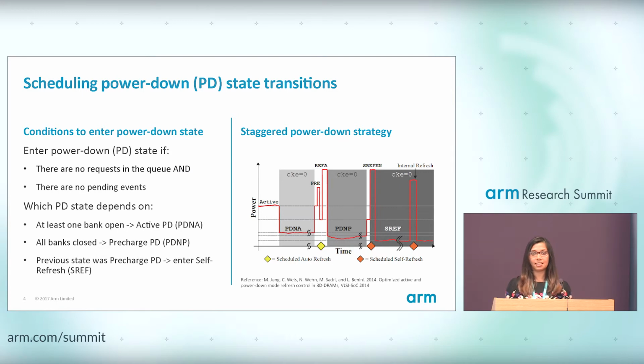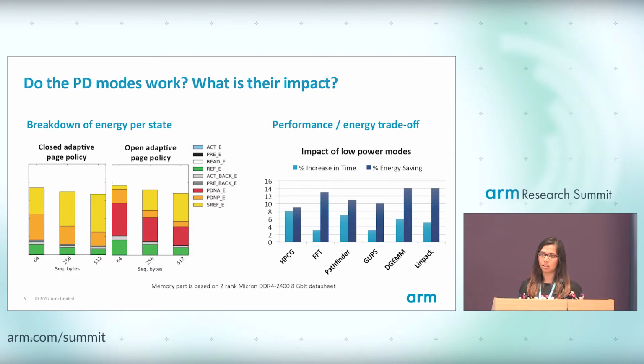Now, finally, does this work? What is the impact on the energy and performance numbers? On the left side, you see plots showing the breakdown of energy consumed, which is now possible because of the code we added. This gives really good detail on where the time and energy is spent. One highlight here is the yellow portion, which is the self-refresh energy. As we spend more time in self-refresh, the refresh energy goes down as well, because external refreshes are not needed anymore.